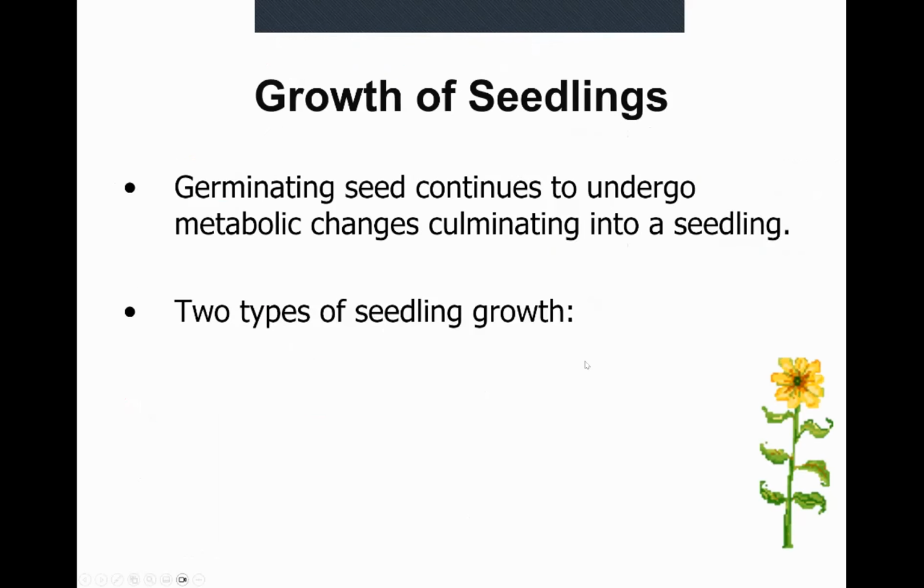Okay. Right. Next, last LO for this chapter is growth of seedlings. So seedlings mean percambahan. Okay, percambahan. So there are two types of seedling. Ada dua cara biji benih bercambah. Dua cara. Okay. So growth of seedling. Germinating seed continues under metabolic changes and culminating into a seedling. There are two types of seedling growth. Ada dua jenis. Two types of seedling growth.